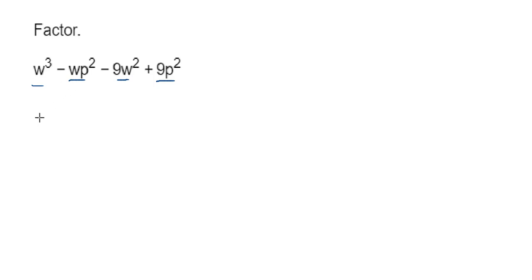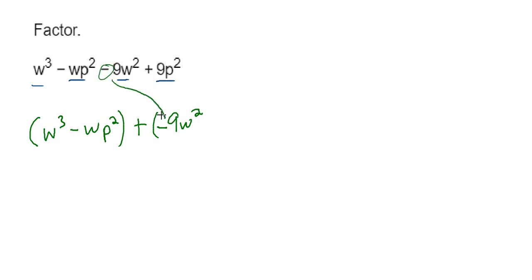So I will group the first 2 terms together. I get w to the third power minus w p squared. And then I always start with a plus sign between my 2 groups. And then group the second 2 terms together. That's 9w squared. But the minus sign in front of that term will stay with this term inside the second group. So that minus sign ends up right here. And then we'll have plus 9p squared.